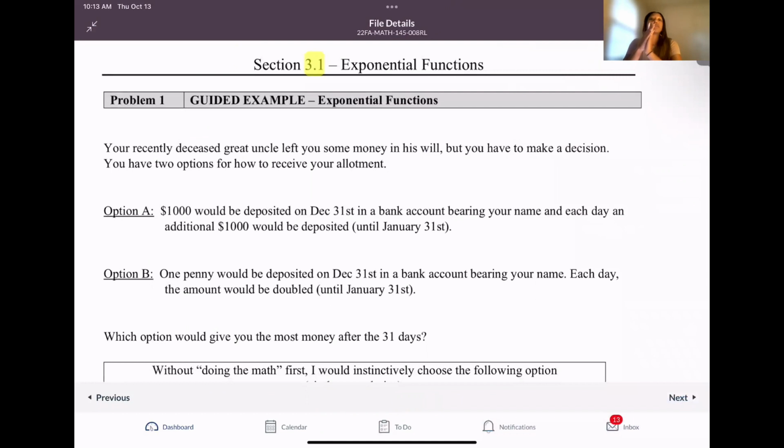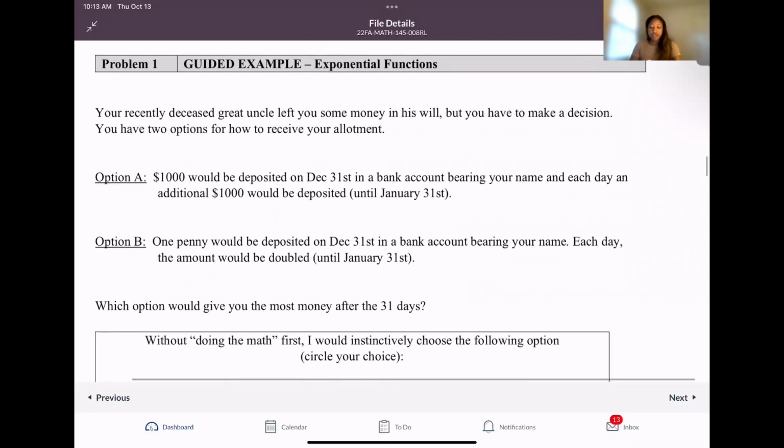All right, so problem number 1 is a guided example, a word problem example where we can see where we might encounter exponential functions. And we're also going to talk about the way that exponential functions grow, okay?